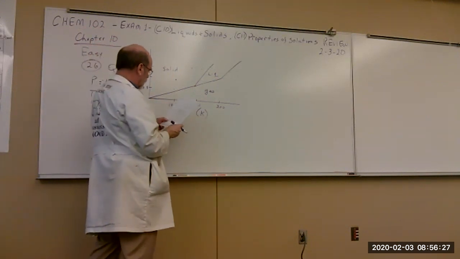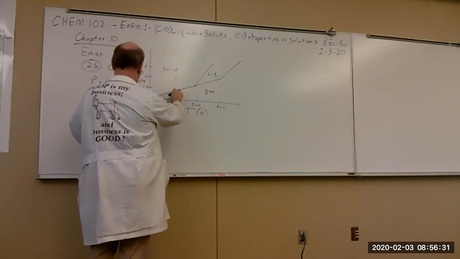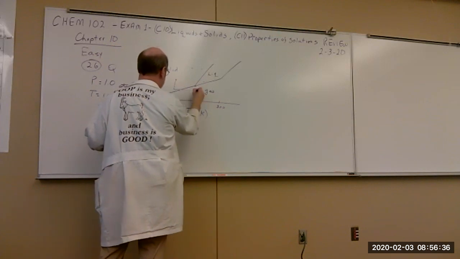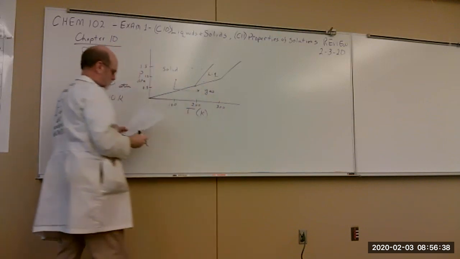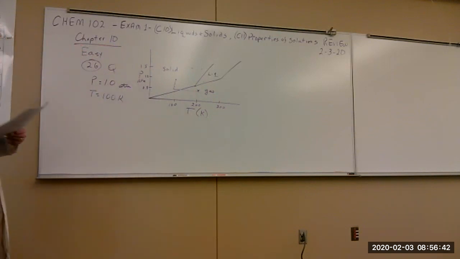How about C? Lower the pressure to 0.5, come down to here, and then increase temperature to 200. Down here, here, that's it. C. That will sublime the sample.